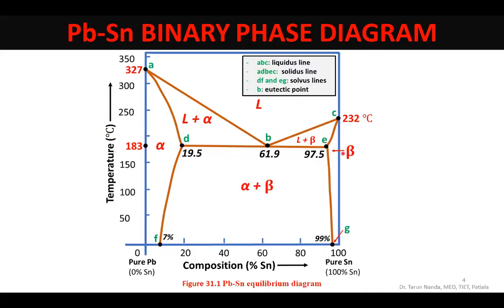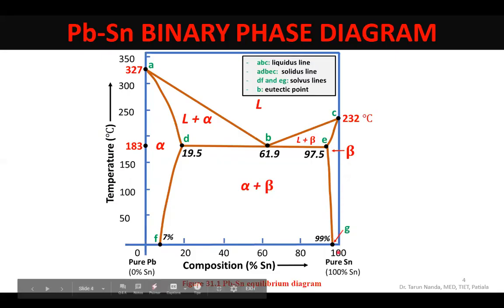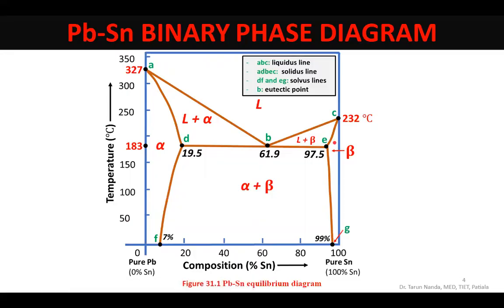Similarly, if you go on to the right side of this equilibrium diagram, you again find a single phase region which is called beta. Beta solid solution is largely tin. So this has tin as the solvent and has got lead as the solute. What is the maximum solid solubility of lead in tin? You see this gap is 2.5. So the maximum solid solubility of lead in tin is only 2.5%, and again that is happening at this special temperature of 183, which is the eutectic temperature of this alloy.